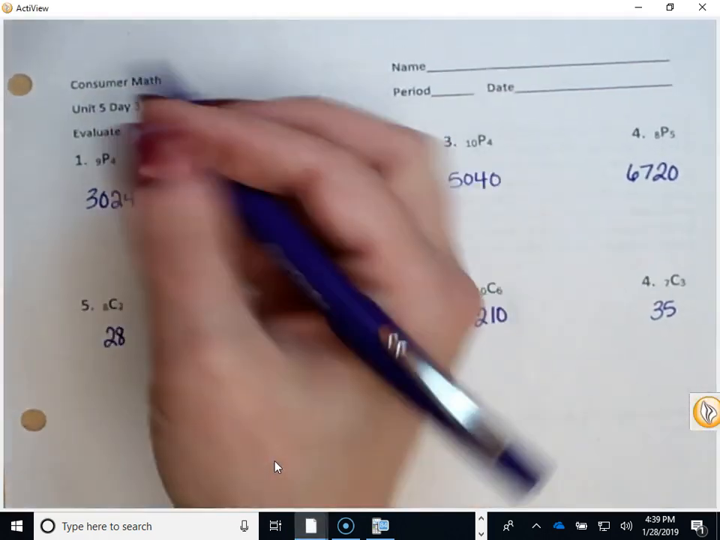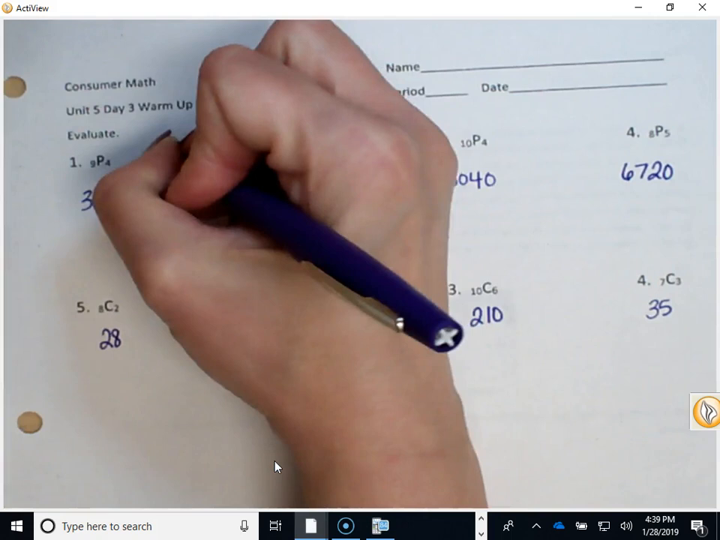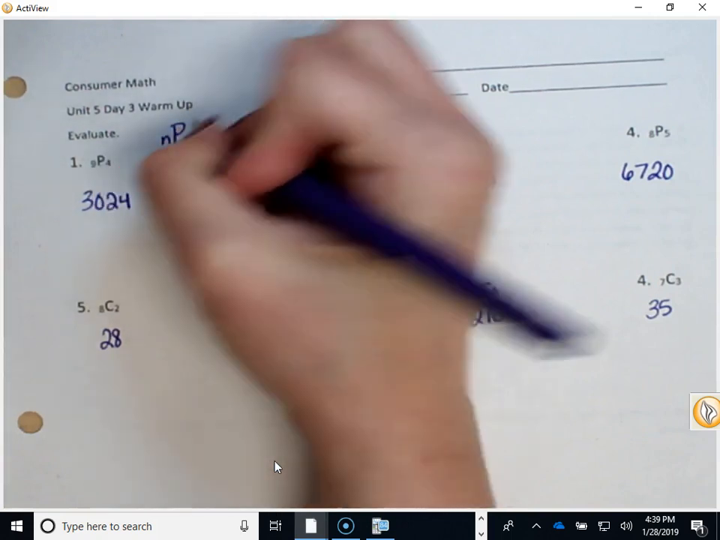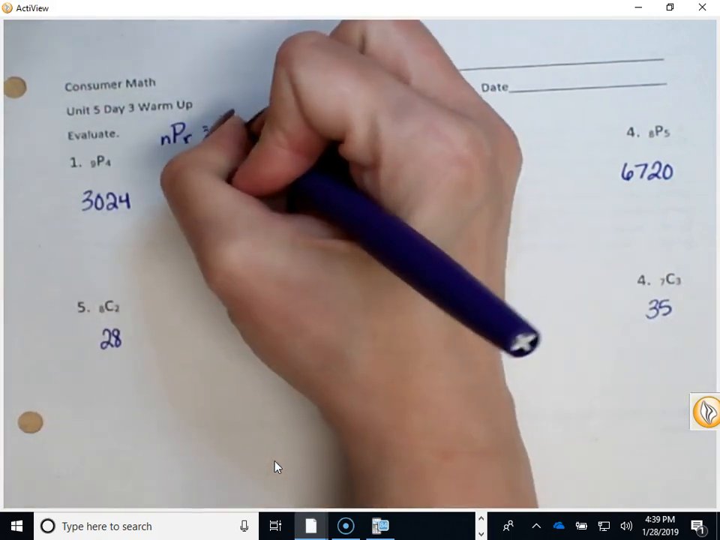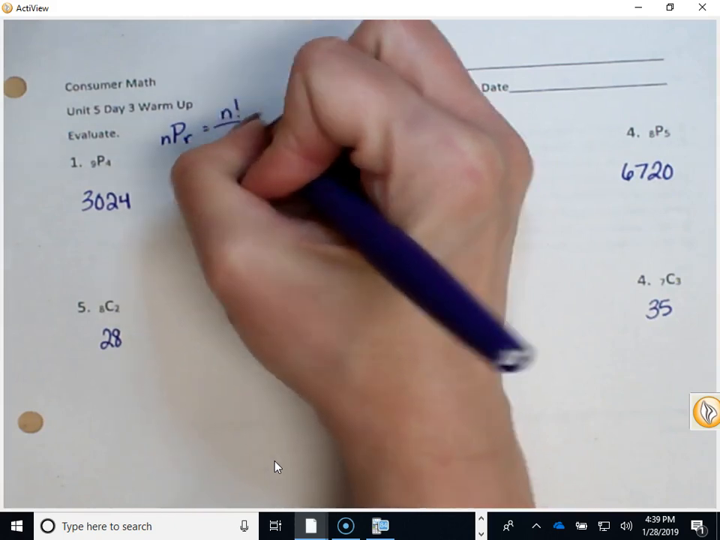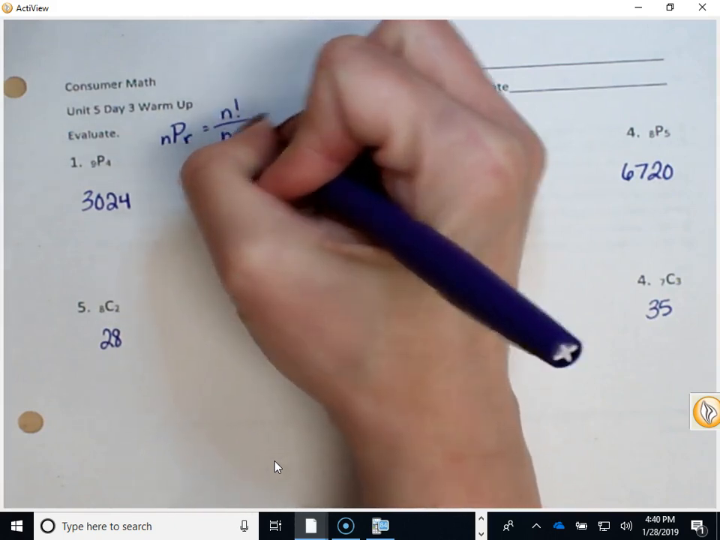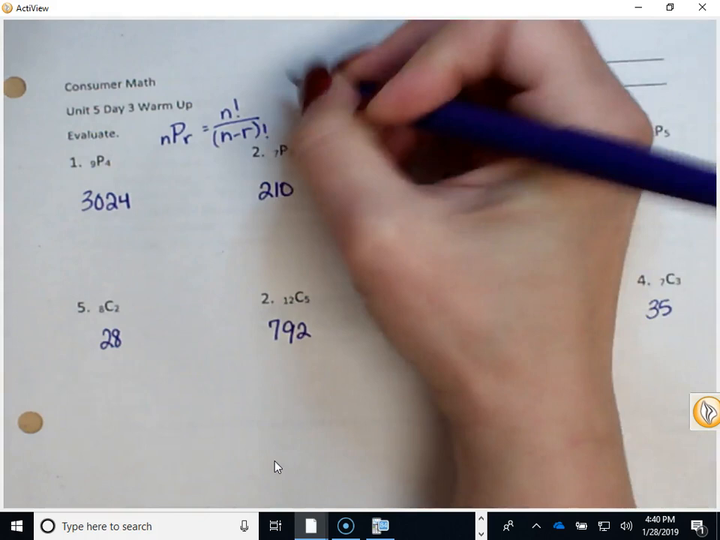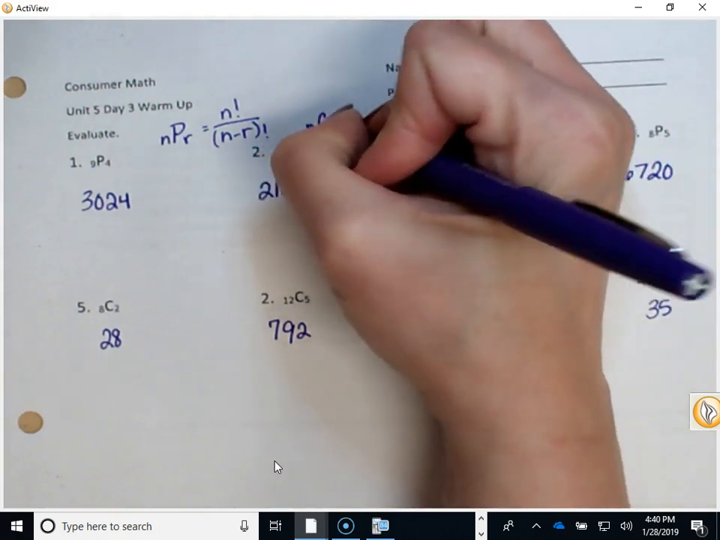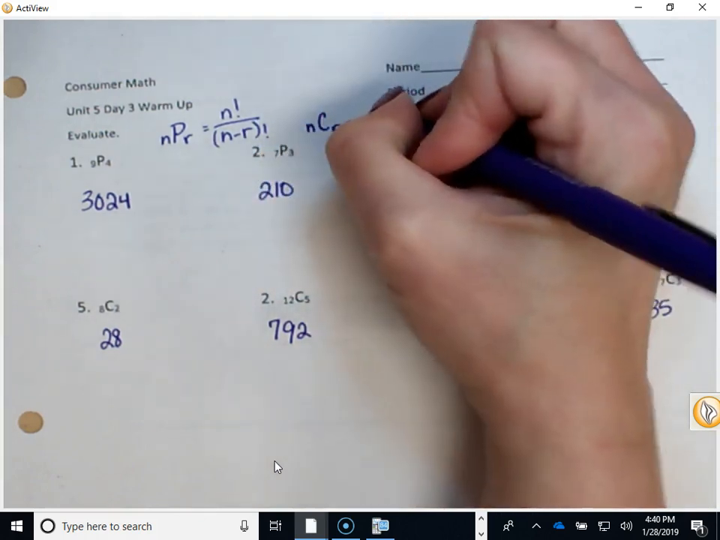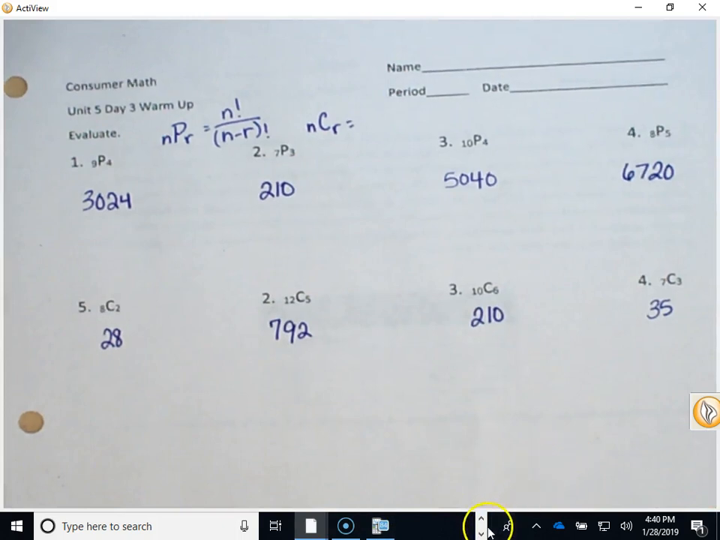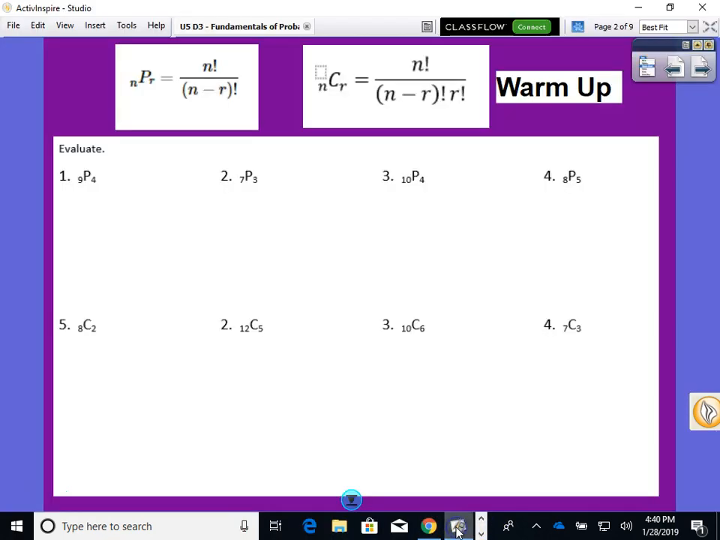So on this one, it would have been, remember, it always goes nPr. And that formula was n factorial over (n minus r) factorial. The combinations one was nCr, and I think it was the same formula, but then we also had an r factorial on the bottom. Let me just double check. Yeah, same formula, and then there's just an additional r factorial on the denominator.